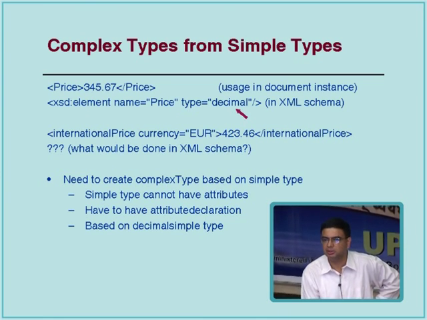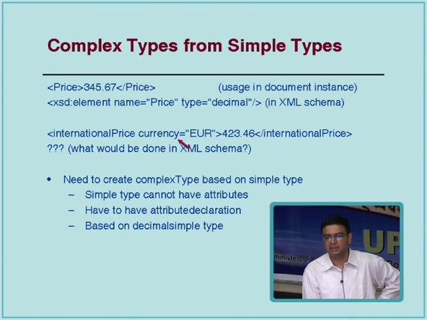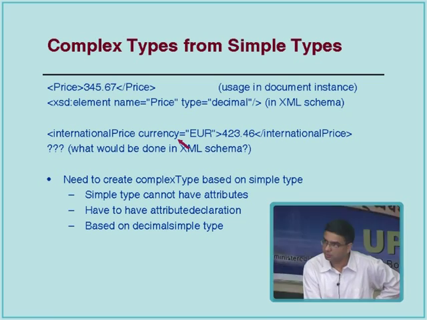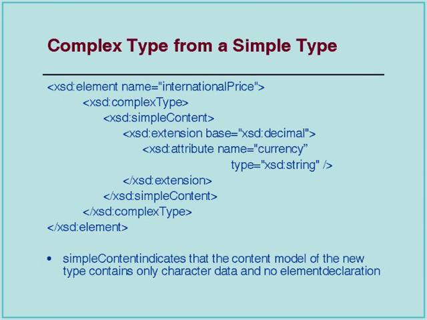See, here it was just a simple type. Price was decimal, that's it. But here, because the currency is euro, I have an attribute, and a simple type can't have attributes. I need to define a complex type called international price in this particular case. So it has some simple content and it has an attribute associated with it. And the attribute is a string which describes the currency in which this decimal is to be interpreted.